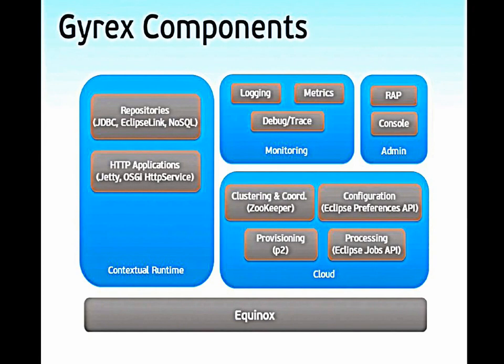That's a picture of the components that we have. So again, on the bottom, everything is Equinox, the OSGi reference implementation. Then we have what we call contextual runtime. This basically is the multi-tenancy extension. And within that, we created the concept of HTTP applications.